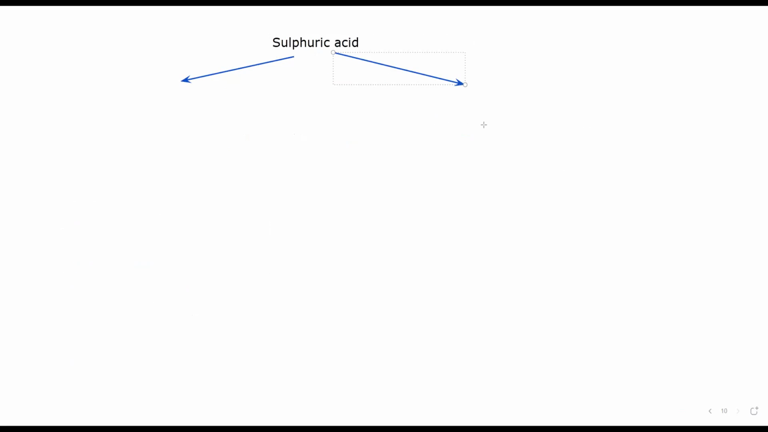Sulfate is a salt which is formed by sulfuric acid, like nitrate is a salt which is formed by nitric acid. Chloride is a salt which is formed by hydrochloric acid.